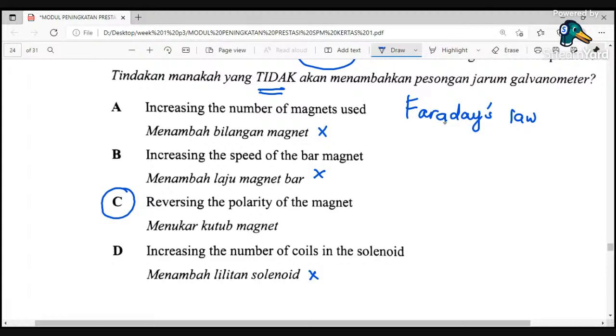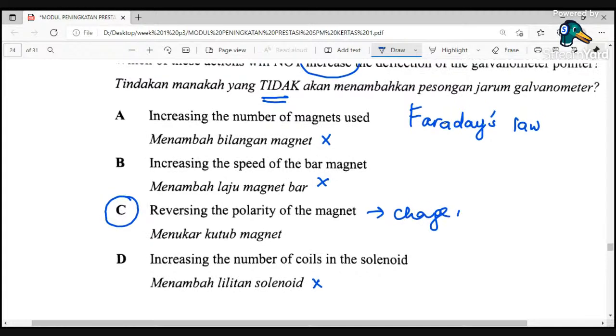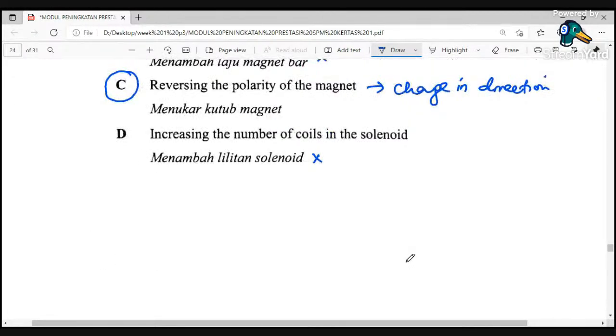Sebab soalan memang tidak akan menambahkan. Maksudnya if you reverse polarity hanya menyebabkan change in direction sahaja. Okay, dia tak ada perubahan pada magnitude. Okay, jawapan C lah. Jadi kena hati-hati juga. Saya pun dalam lihat pun masih lagi ya. Tersilap di hujung. Okay, jadi baca dua kali lah soalannya. Bila dah jawab sila semak semula.